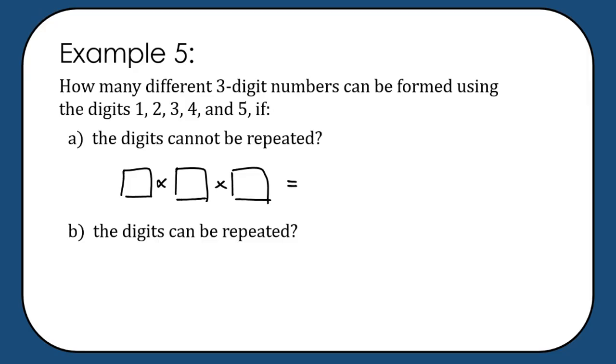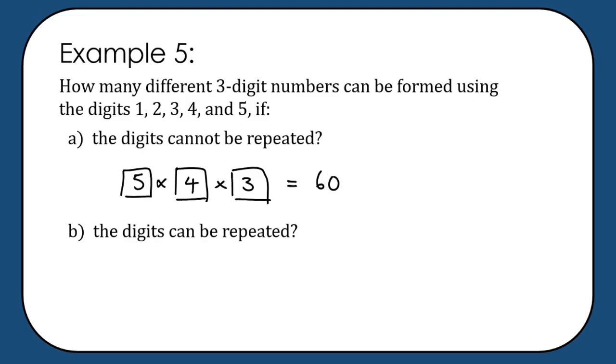If we can't repeat the digits, then there's 5 options for the first digit of the number. Then I'm not allowed to repeat, so whatever digit I've used as the first digit is done, and I now only have 4 digits left to choose from for the second. And then 3 digits remaining for the third. So we have 60 different options if we can't repeat the digits.